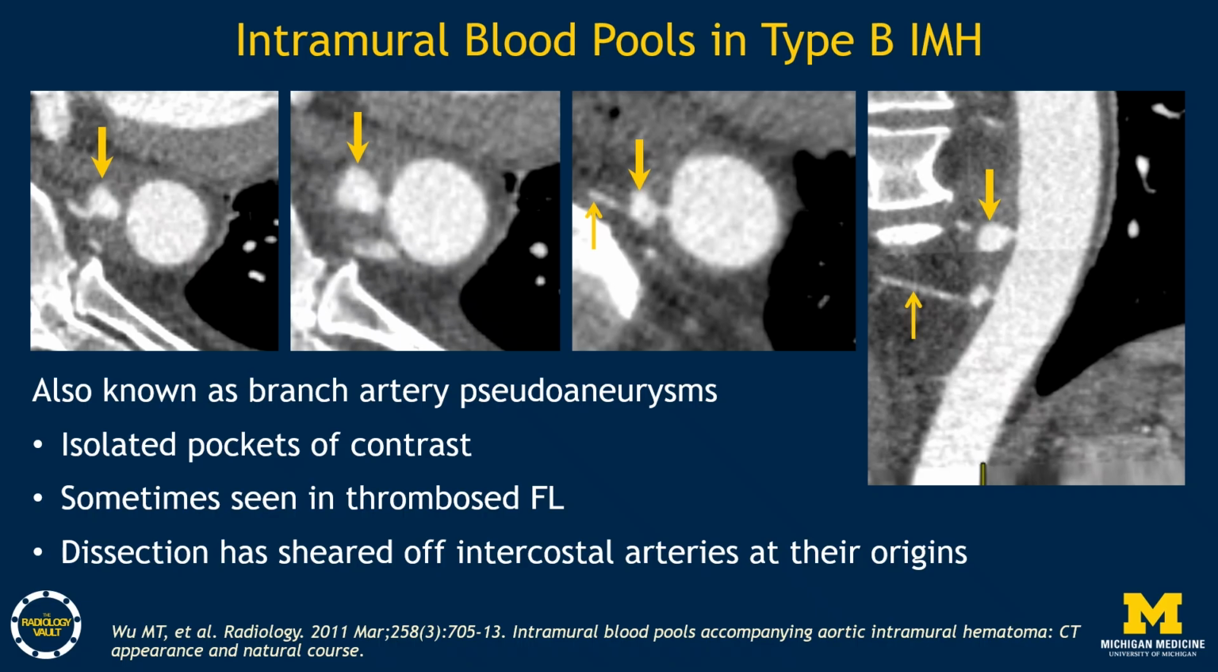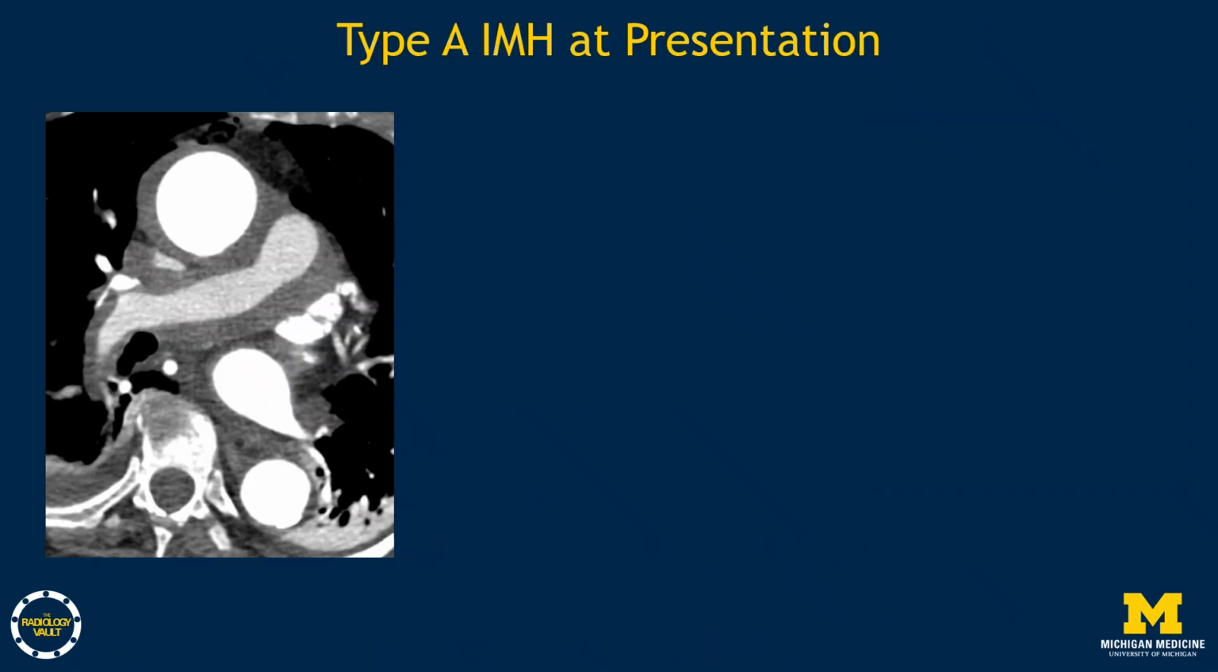This should be distinguished from this entity where we see isolated pockets of contrast within the false lumen. In this case, what we see is that a vessel is leading to this contrast pool, and you see also a small thin connection between the true lumen and this contrast pocket. This connection may be absent in several cases, and this usually occurs due to shearing off of the intercostal arteries at their origins at the time of aortic dissection. This is not considered high risk.